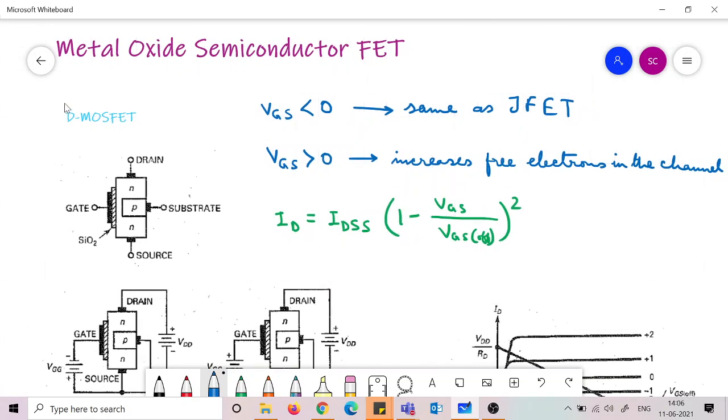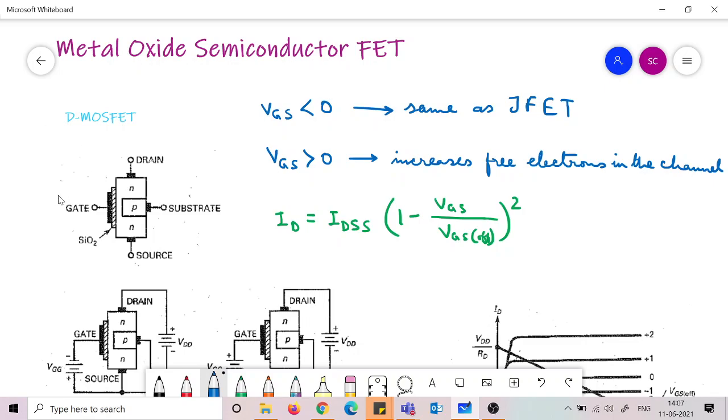But the main thing in MOSFET is to understand how it is actually working, the working principle of the MOSFET. So in MOSFET there are 2 types of MOSFETs. One is depletion type, another is enhancement type. So first we look at depletion type MOSFETs.